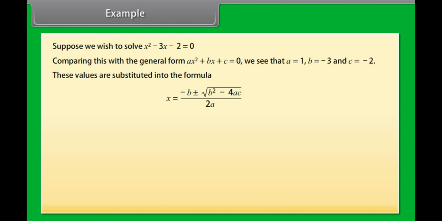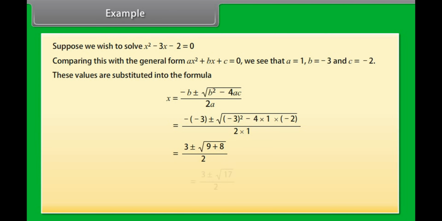x = (−b ± √(b² − 4ac)) / 2a, which is equal to (−(−3) ± √((−3)² − 4 × 1 × (−2))) / (2 × 1). By calculating it, we get (3 ± √17) / 2. These solutions are exact.